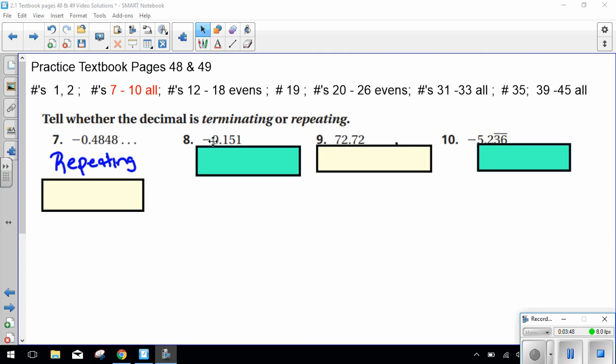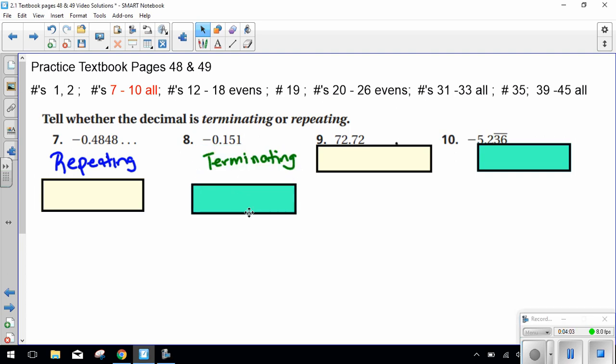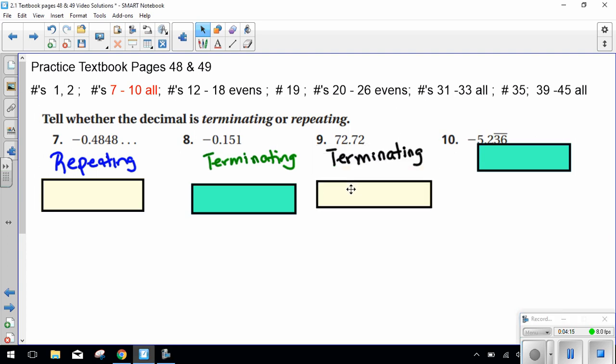For number 8, we have negative 151 thousandths, and there's nothing that comes after it. So essentially, if nothing's coming after it, it's just zeros. That means this number comes to an end. It terminates. So number 8 is a terminating decimal. For number 9, we have 72 and 72 hundredths. We come to an end. There's nothing after this. So since I come to an end, I also terminate.